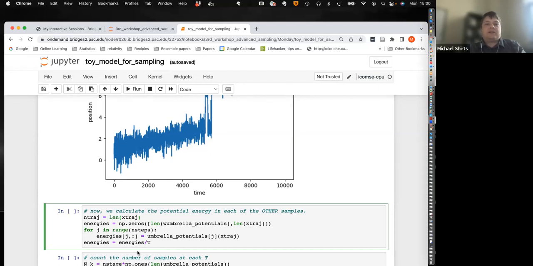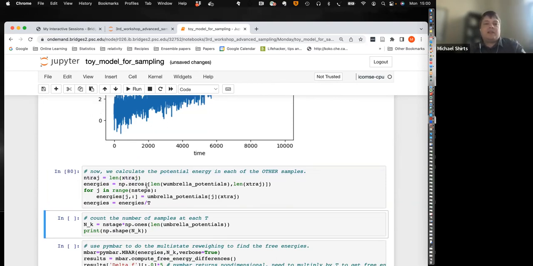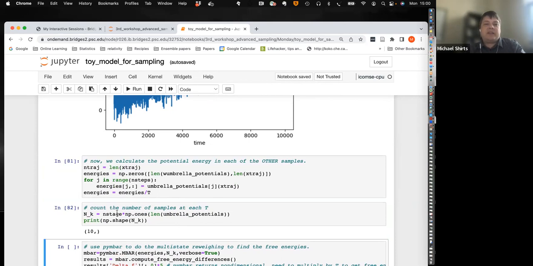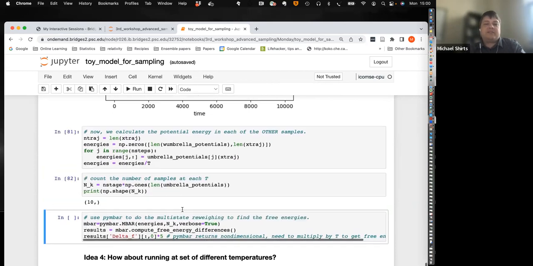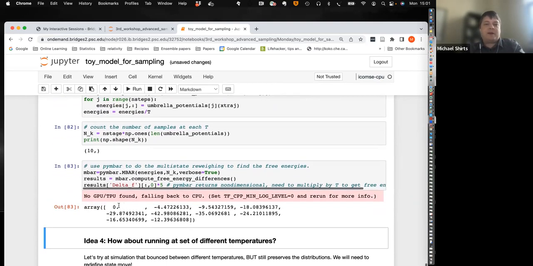So let's go back to this. In order to do this, we have to calculate the potential energy of each of the other samples. What I'm doing here is taking all the samples that I've gotten and calculating their energies at each of the other places. And then I have to add up how many samples I have for each of them. Then we stick those energies into MBAR, and we get out what the free energies should be.